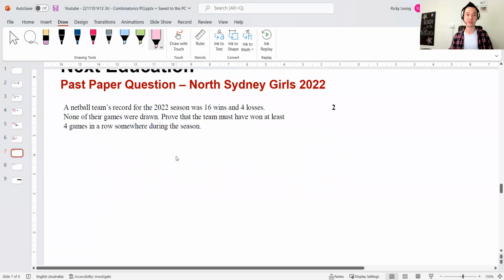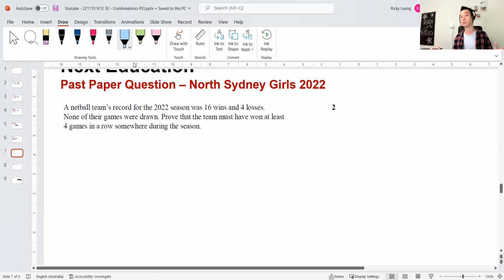Not too bad. So in this question here, North Sydney Girls, let's see what we have. Oh, I like this one. This one just needs a bit of thought. The netball team's record for 2020 was 16 wins and 4 losses. None of their games were drawn. Prove that the team must have won at least 4 games in a row during the season.